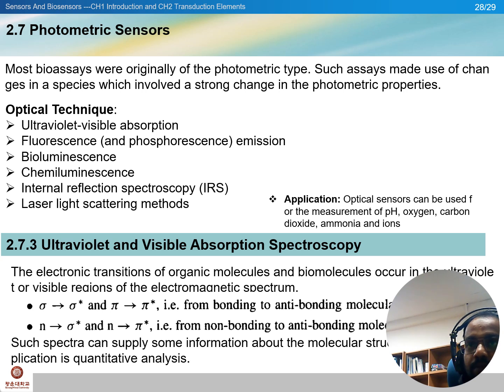Ultraviolet and visible absorption spectroscopy. The electronic transitions of organic molecules and biomolecules occur in the ultraviolet visible regions of the electromagnetic spectrum. Such spectra can supply some information about the molecular structure and quantitative analysis.